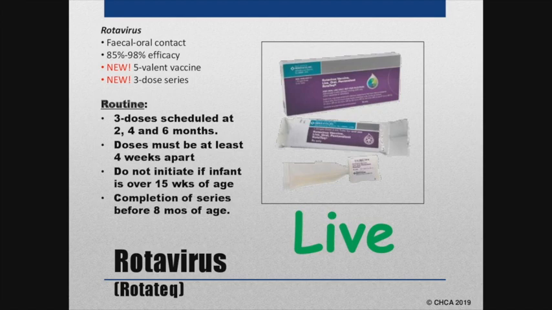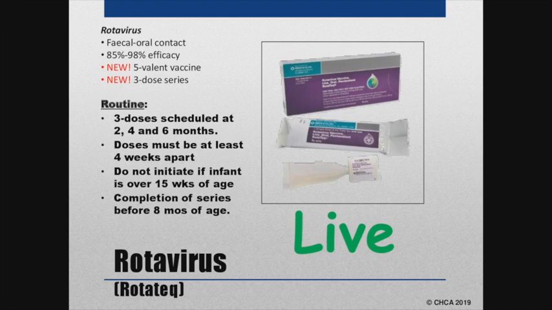First is the rotavirus vaccine, which is an example of a live vaccine that's provided orally. Previously, it was a different vaccine. Now it's called Rotateq. Rotateq is provided in 3 doses, scheduled at the 2-month visit, the 4-month visit, and the 6-month visit. The doses must be at least 4 weeks apart, and we don't initiate it in an infant that's over 15 weeks of age. The completion of the entire series must be before 8 months of age.